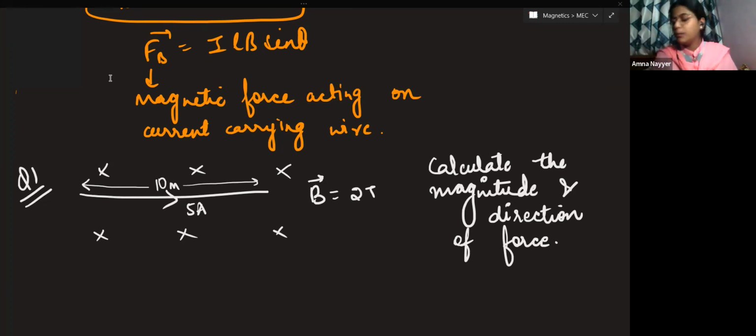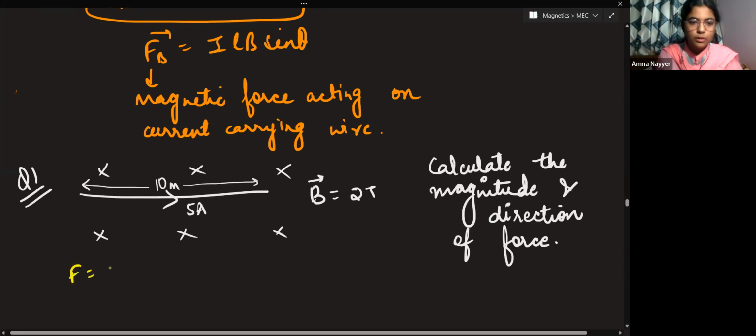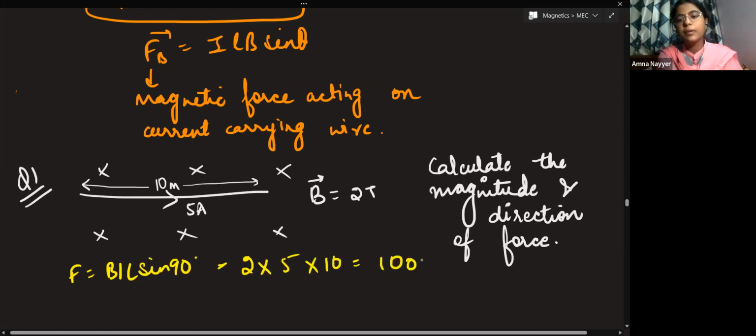You just had to calculate BIL. So F is equal to BIL sine 90 degree. B is 2, I is 5, L is 10, that becomes 100 Newton. Regarding the direction, we have already studied.